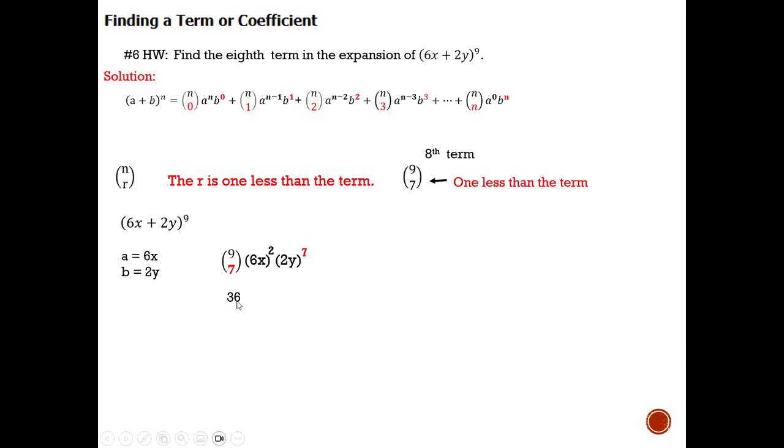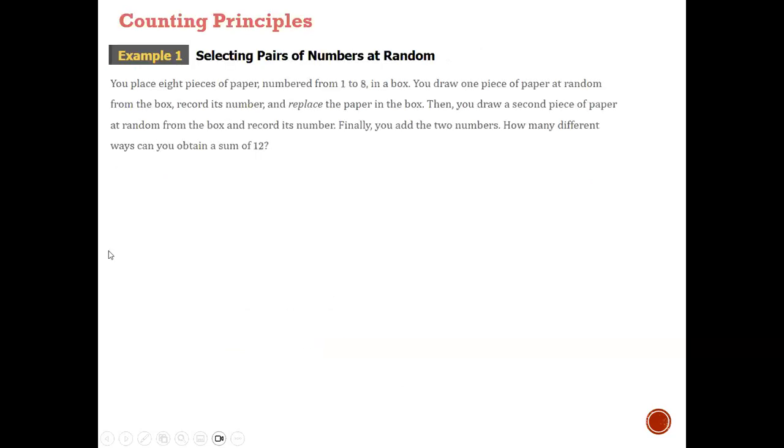9C7, you can use a formula. That's 36. 6x squared, well, 6 squared is 36 times the x squared. 2y, 2 to the 7th is going to be 128, y to the 7th. Now multiply all the coefficients there. 165,888 x squared y to the 7th. Pretty cool. Okay, so now we're going to move on to some of the counting principles we have.